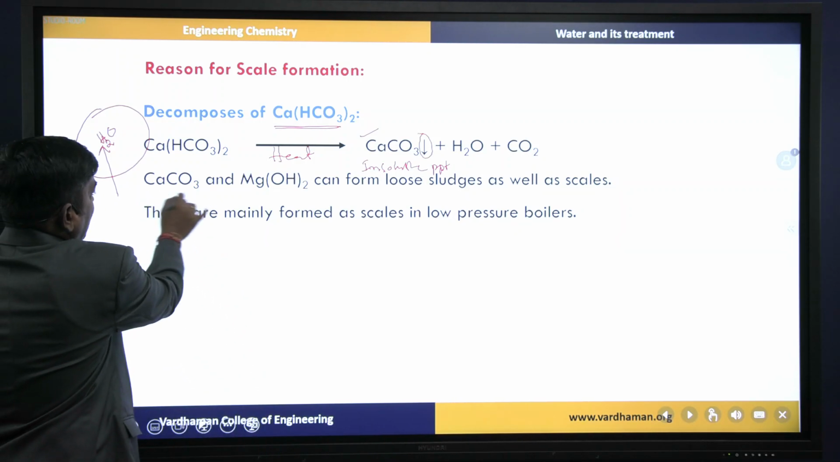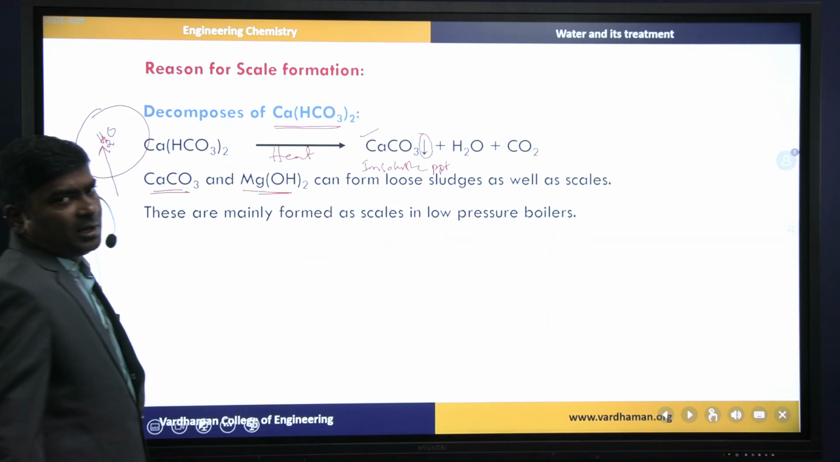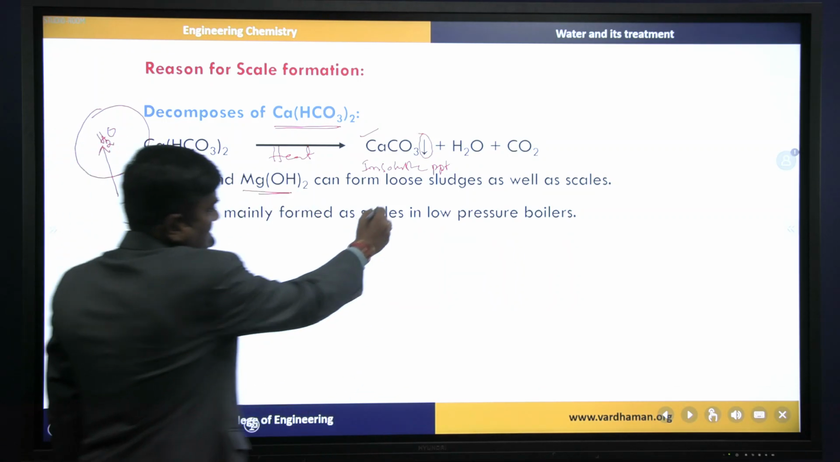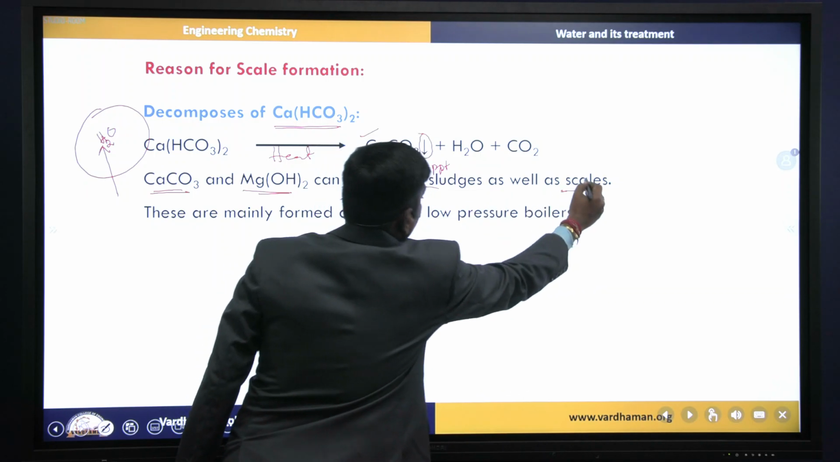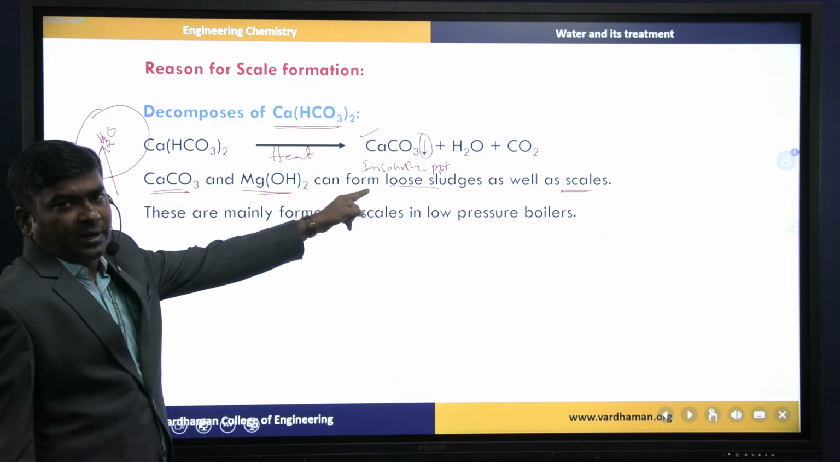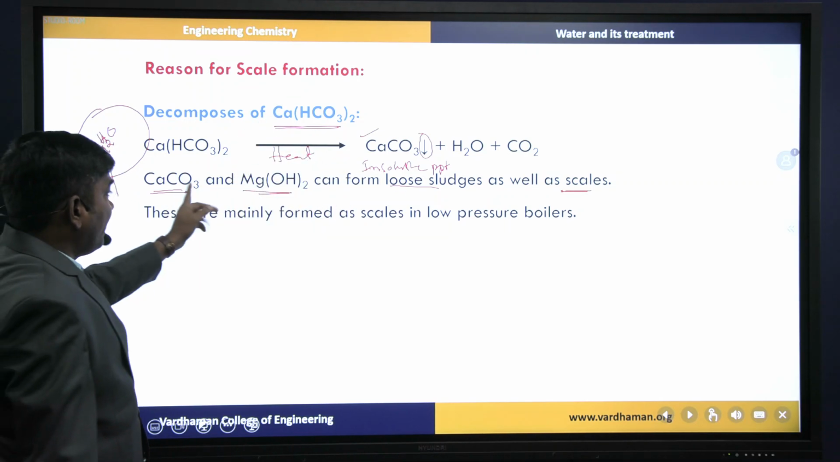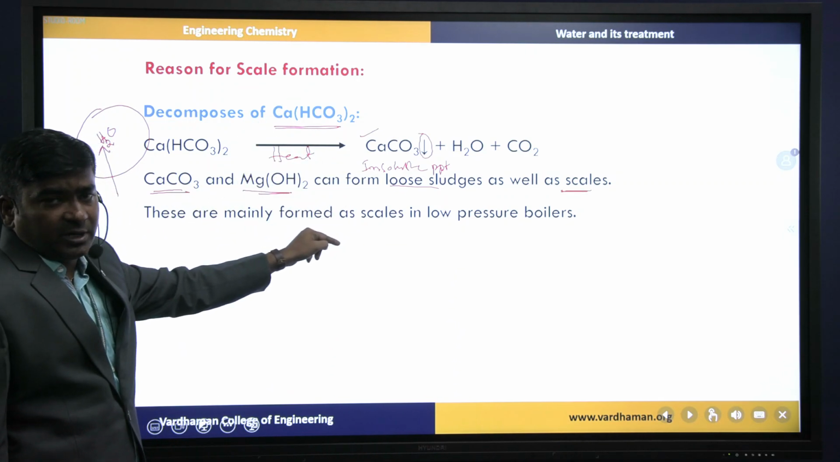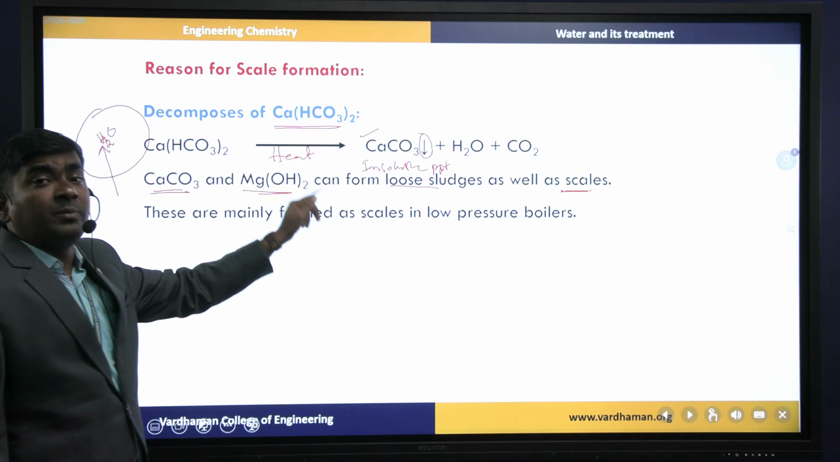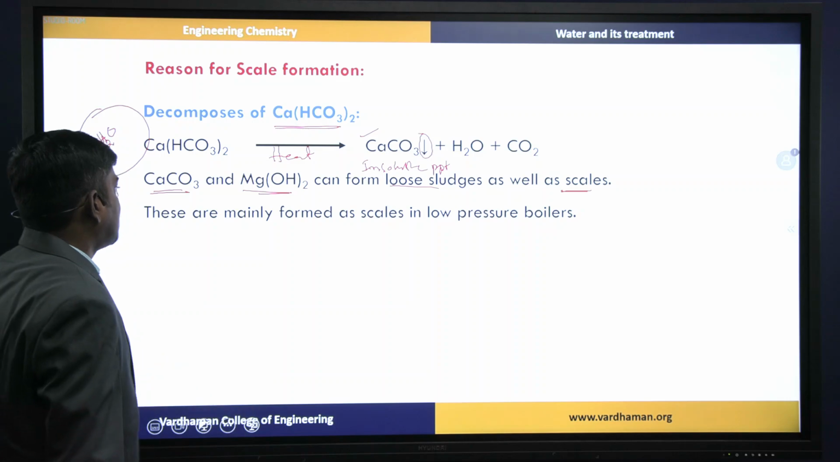Along with calcium carbonate, magnesium hydroxide can also form sludges as well as scales. That means if calcium carbonate is forming, that leads to formation of scale. And if magnesium hydroxide is forming, which forms when magnesium bicarbonate is there, that also leads to the formation of scales.